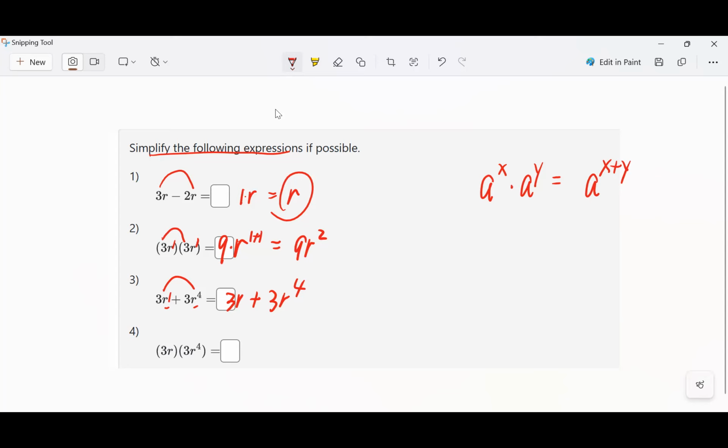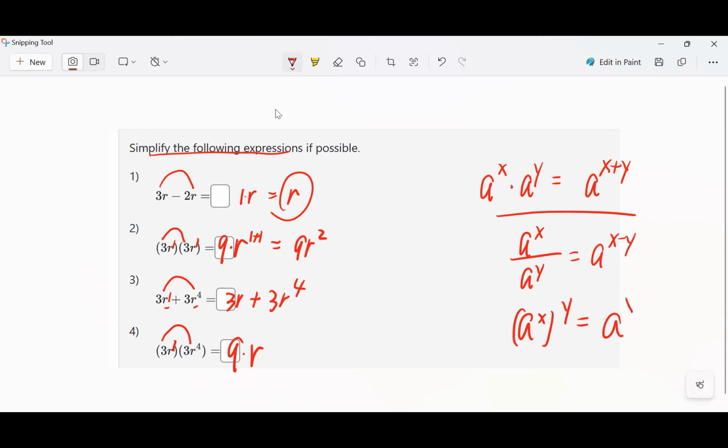And very similar for the fourth one, right? We multiply 3 and 3 first, we get 9. And then for the r, find this property, right? This is a multiplication property. Also the quotient. So I'm gonna just write out all the properties. A to the x over a to the y equals a to the x minus y. And we get a to the x raised to the y power, we get a to the xy. Multiply the inner power by the power outside. Right here we're adding 1 and 4 using the first property. Adding 1 and 4 we get 9r to the fifth power.